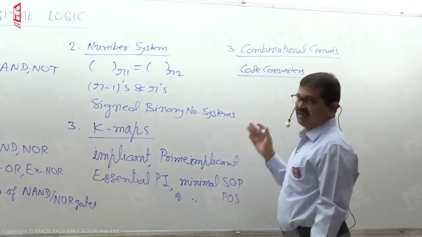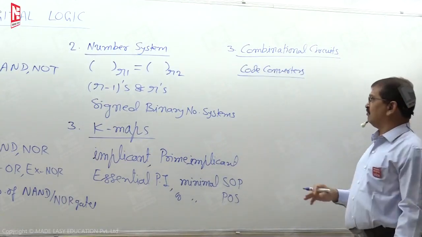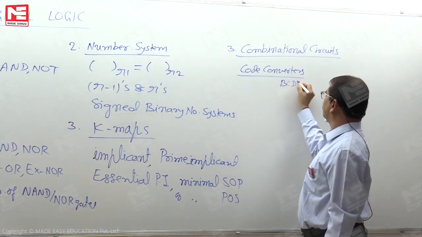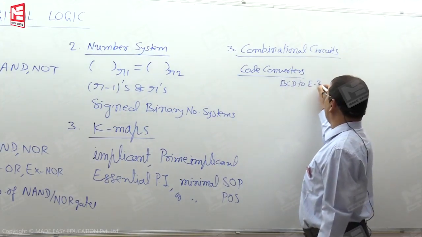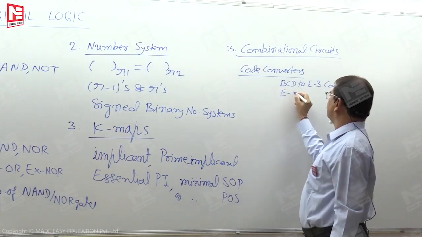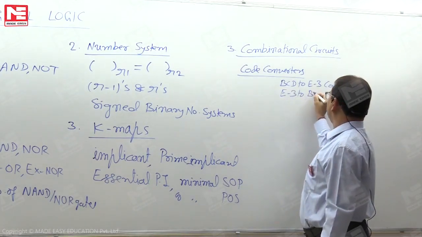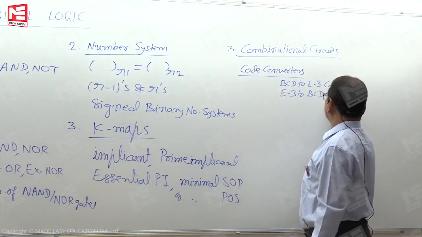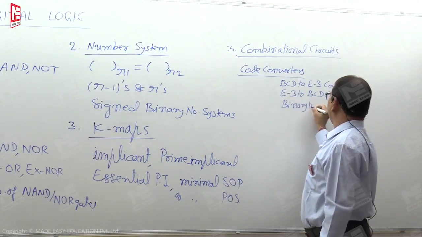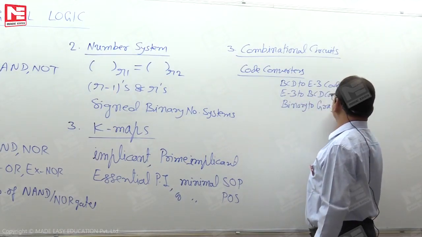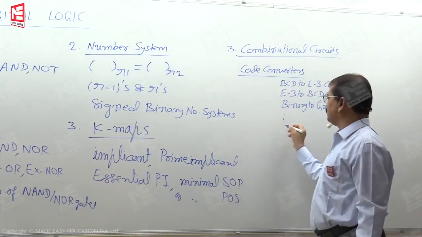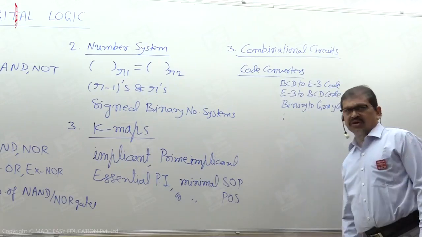Again, there are different types of code converters. For example, BCD to XS3 code converter, XS3 to BCD code converter, binary to gray code converter, or gray to binary code converter. Like this, we can name a few different types of code converters.